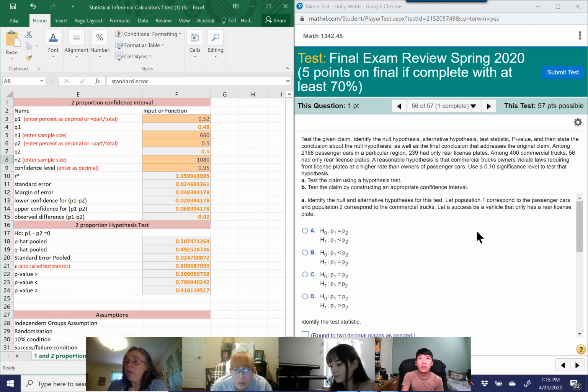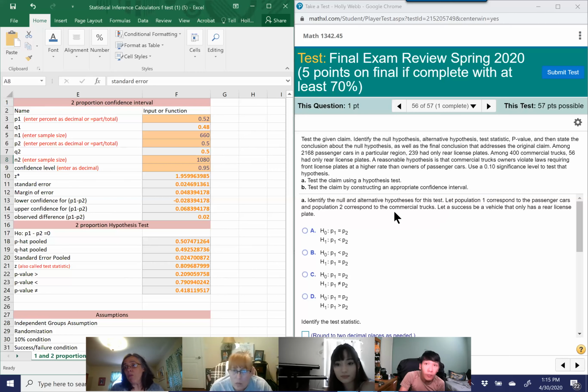Now you might be tempted to say, they said higher, so this must be a right-tail test. But if you read down here, it says identify the null hypothesis and let population 1 correspond to passenger cars. So they're being really tricky. If trucks are higher than passenger cars, then cars are less than trucks, and population 1 is the cars. So we're going to have to say that P1, the proportion of cars, is less than P2, the proportion of trucks.